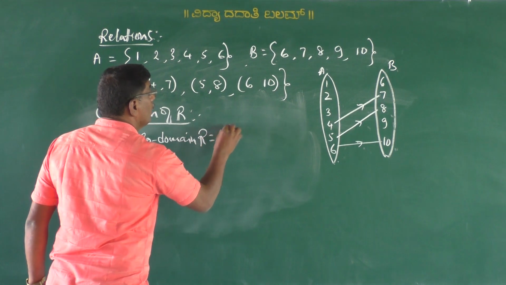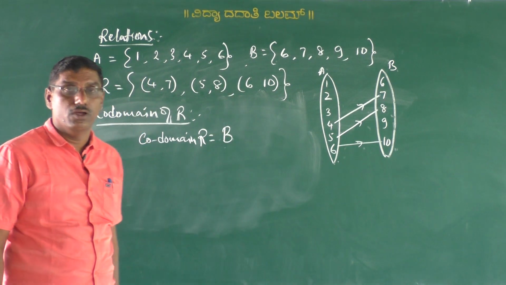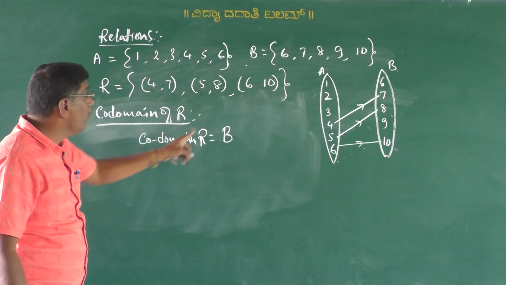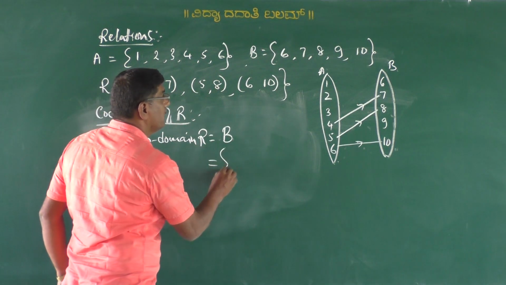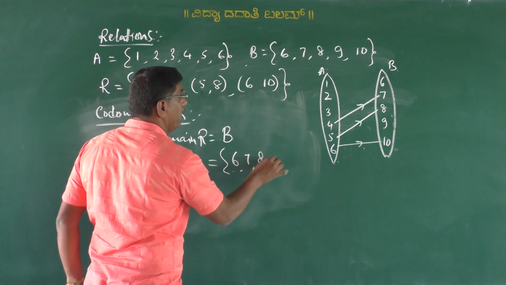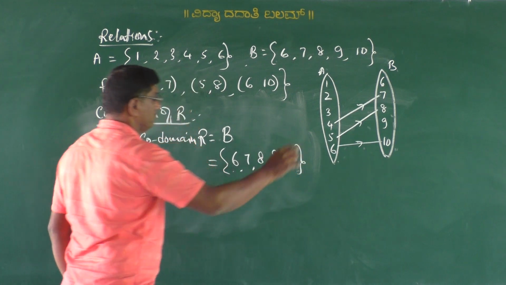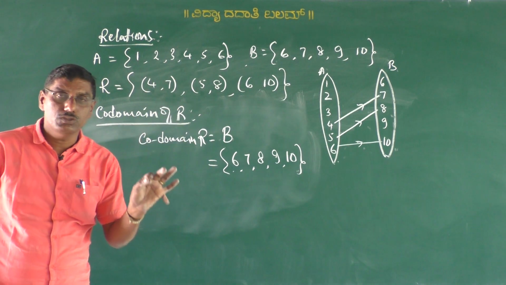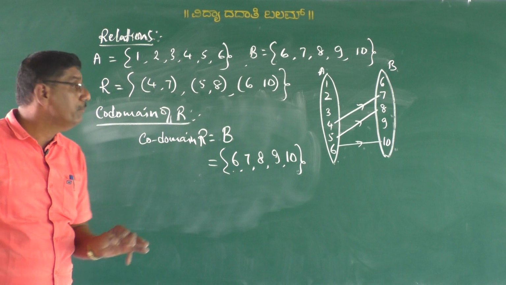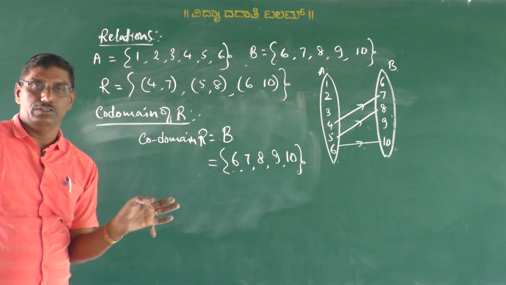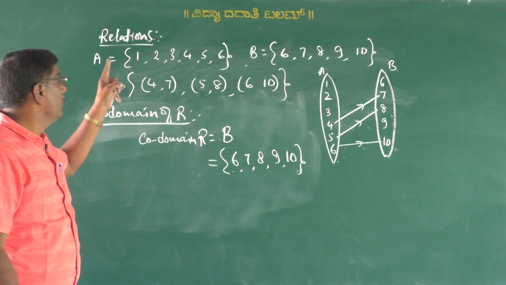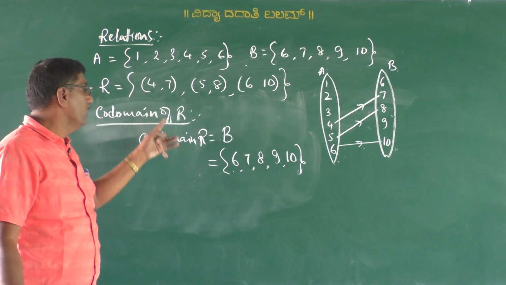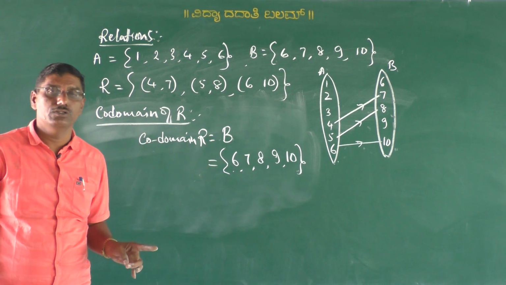Codomain of R is equal to the whole set B. Now, from this example, the codomain of R is equal to the set of all 6, 7, 8, 9, 10. This is what we call the codomain of R. These are the three elements of a relation. That is about the definition of a relation, the representation of a relation, and also the elements of a relation.